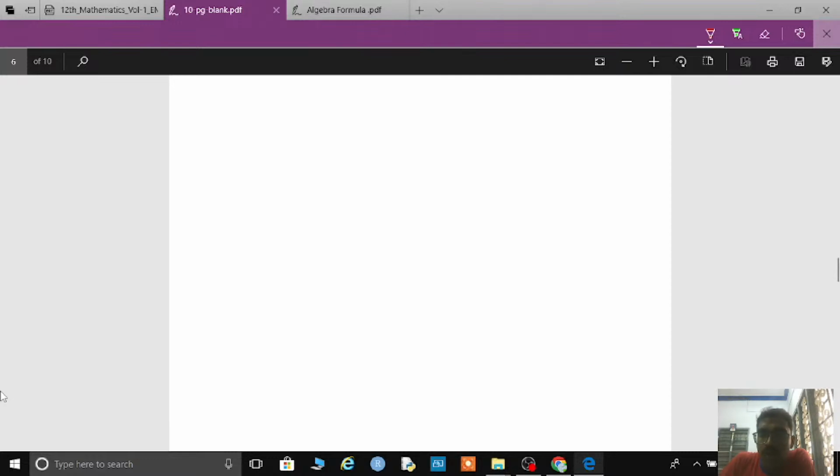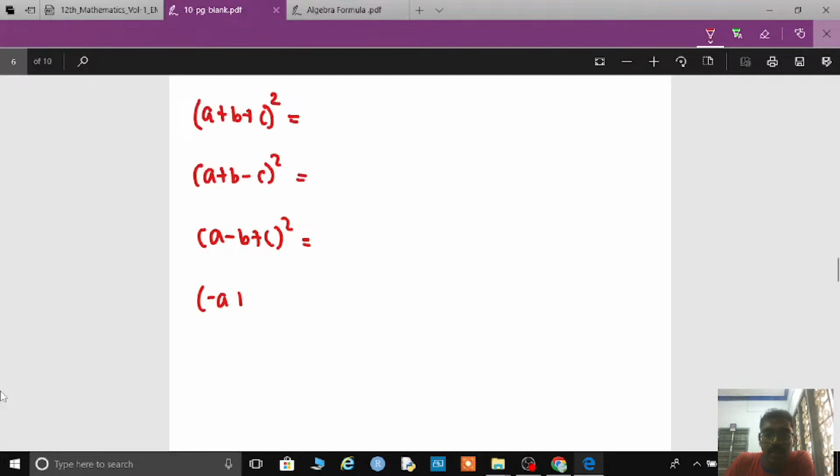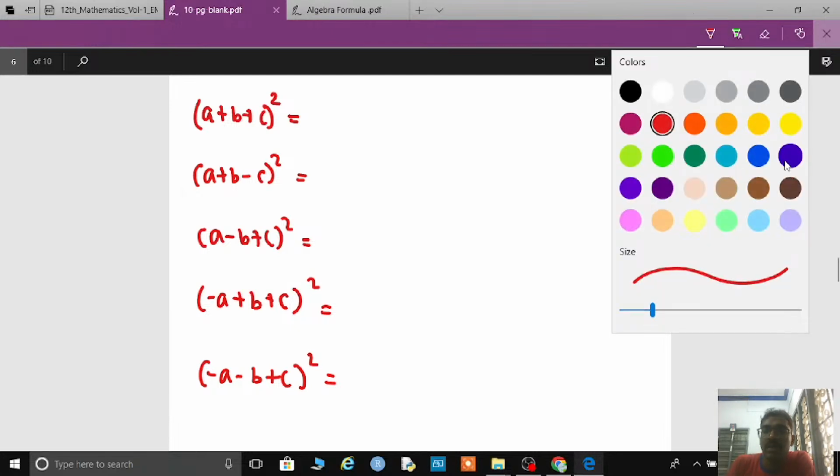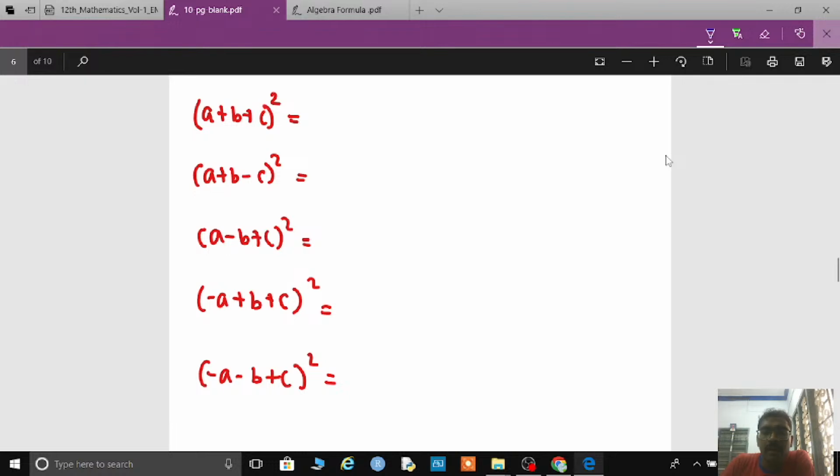First, I will start with the original formula: a plus b plus c the whole square. Next, a plus b minus c the whole square. Next, a minus b plus c the whole square. Next, minus a plus b plus c the whole square. Next, minus a minus b plus c the whole square. Just remember, these are the tricks we are going to use here. Just keep it in mind.